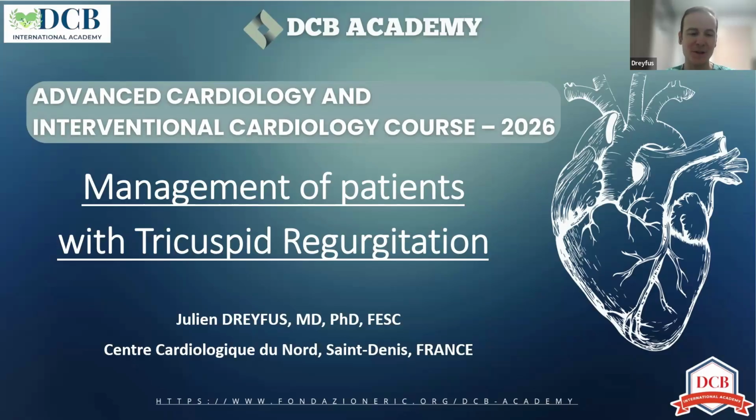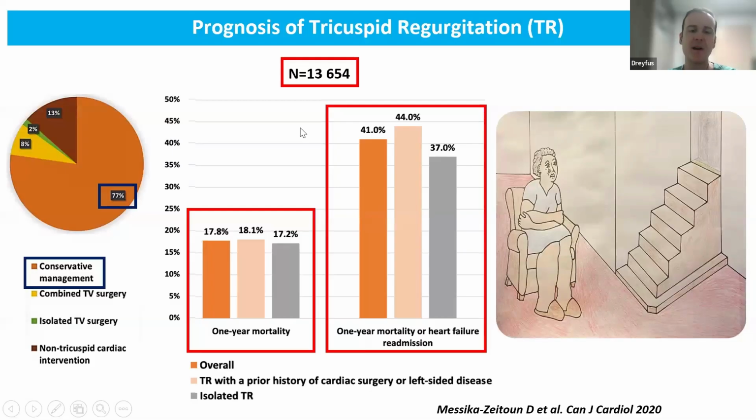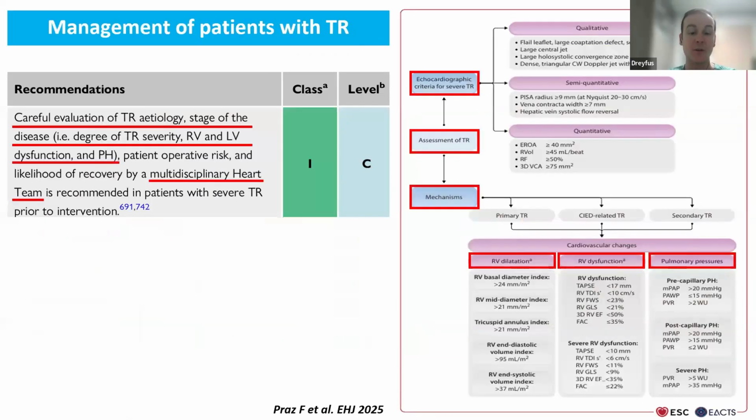Thank you very much for your kind introduction. It's my pleasure to talk about management of patients with tricuspid regurgitation. First, we have to be aware that TR is associated with significant mortality and morbidity. And when we mean morbidity, it's heart failure hospitalization, but it's also impairment in quality of life. The recently published European guidelines suggest, with a class 1 indication, a careful evaluation of those patients, with several parameters that should be assessed.